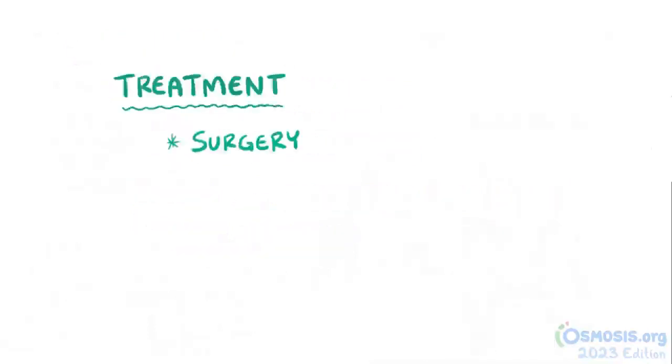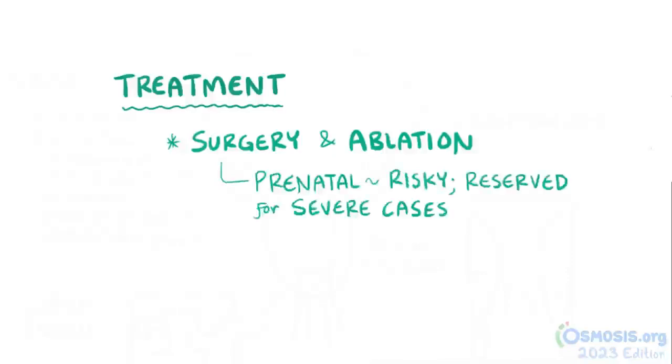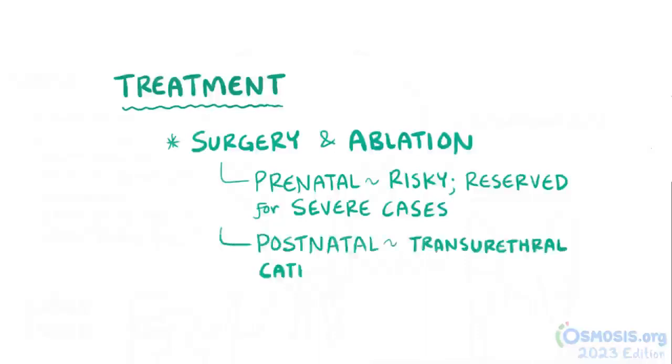Treatment involves surgery and ablation of the membrane, which allows the urine to flow through unobstructed. Prenatal surgery, though, can be risky, so it's typically reserved for severe cases of oligohydramnios and possible lung hypoplasia. Postnatally, the standard surgery is transurethral catheter ablation.